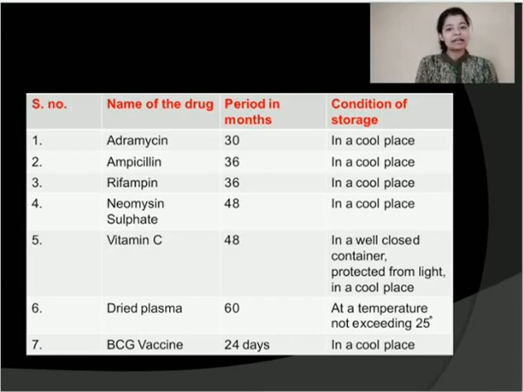Like in the previous slide, there was an exception that sometimes the life period is not given in months but in days. For example, you can see in the last point, the BCG vaccine. The period in months is not given, it is given in days. You can use the BCG vaccine for a period of 24 days. It has a life period of 24 days and it should be stored in a cool place. So this was the exception that we were talking about in the first slide.